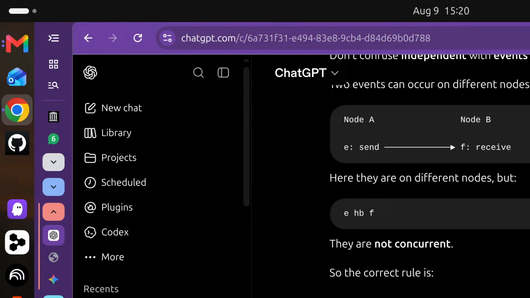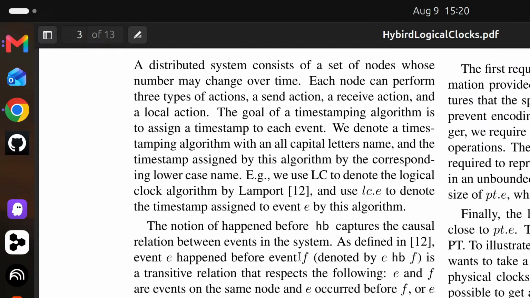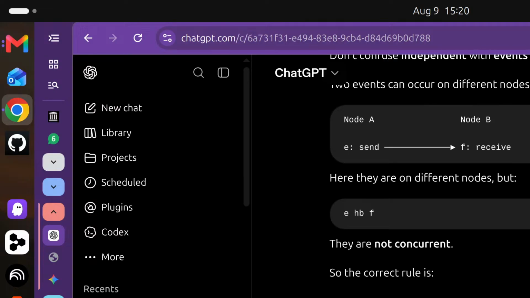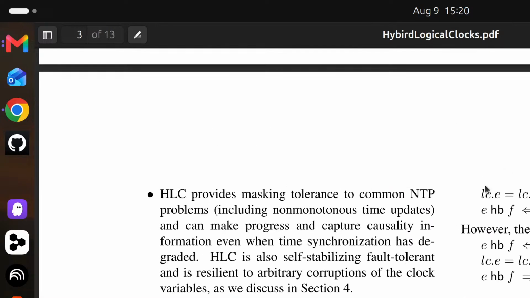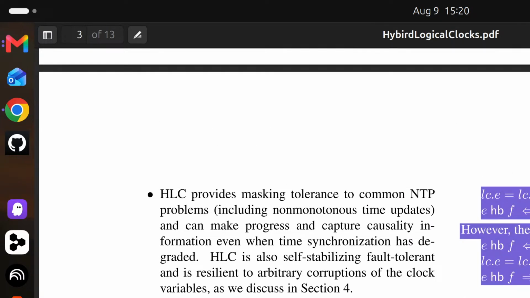Alright. Then here we have, based on this, and it's a two-sided paper actually.